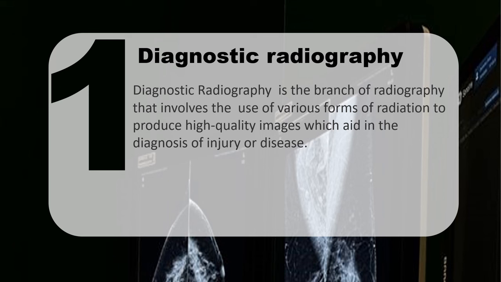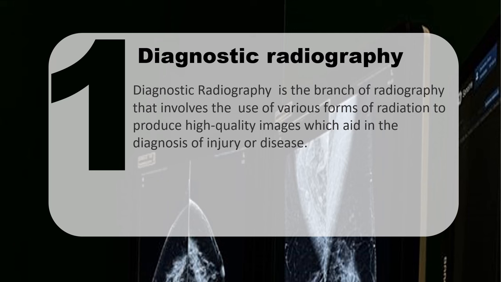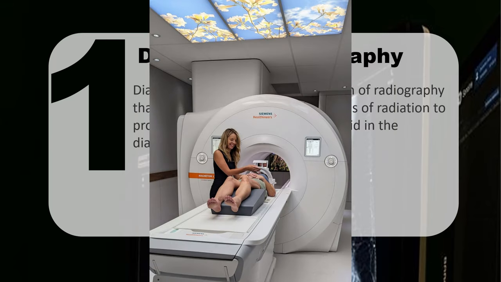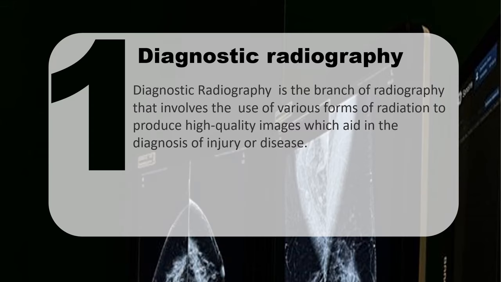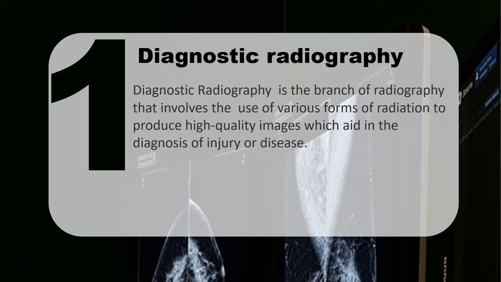And under that is where you have your plain X-rays. You would go into your X-ray department, plain X-rays maybe to detect a fracture of the bone. The plain X-ray is the one you take with the erect bucky and the X-ray tube and so on. That's one example of diagnostic radiography. Another example is your CT scans, your MRI, your ultrasound. Ultrasound falls under diagnostic radiography as well. Fluoroscopy as well. So that is diagnostic radiography.